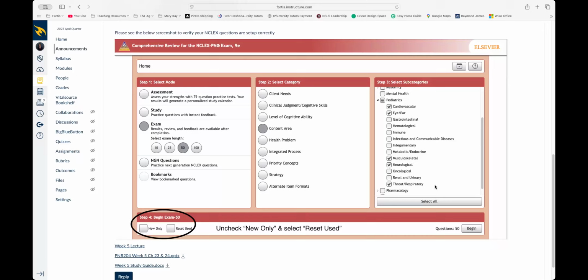The part that everybody's forgetting is step 4 here. So make sure this new only box is white, meaning it's unchecked, and then reset your used questions. And those 2 steps will guarantee that this number is 50 and you won't have to redo your assignment or submit a low score.